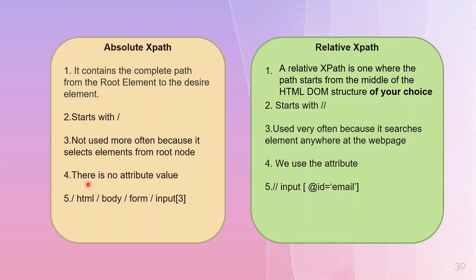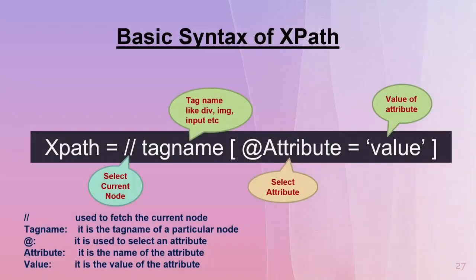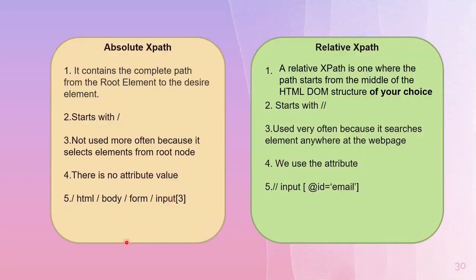Next, in absolute XPath, there is no attribute value. Over here is the syntax that I had shown before. Like this is the syntax of the XPath. Here we have the attribute value, right? We are using the value of the attribute and the attribute name. Whereas in absolute XPath, there is no such case. There is no attribute value. In relative, we use the attribute and the value of it. This is the basic example of the absolute XPath, and this is the example of the relative XPath. So this is the difference between the absolute XPath and the relative XPath.